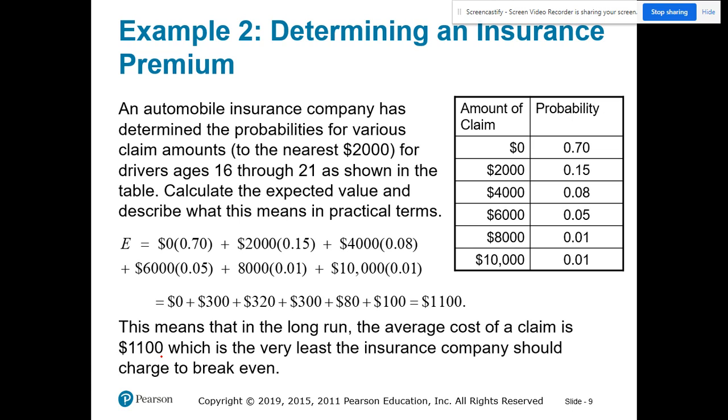Not every driver is going to get $1,100. Some drivers are going to get $10,000. Most drivers aren't going to get anything at all. But on average, in the long run, each claim is going to cost the company $1,100. So that means the insurance company has to make sure that they charge more than $1,100. Otherwise, they're not going to make any money. So that determines how much they charge for insurance premiums.